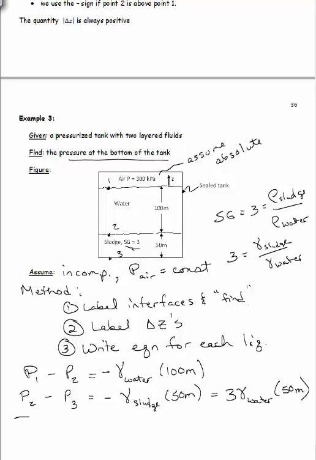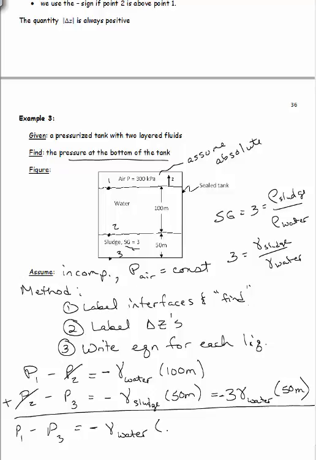All right, next thing to do is take those two equations and add them together. And the good thing about this, all of your intermediate pressures are going to cancel out. And what you get is P1 minus P3. And you need to add these two together. Let's add this one and this one. And you're going to get, oh, I should have a minus in here, minus gamma water times the quantity 100 meters plus 3 times 50 meters.